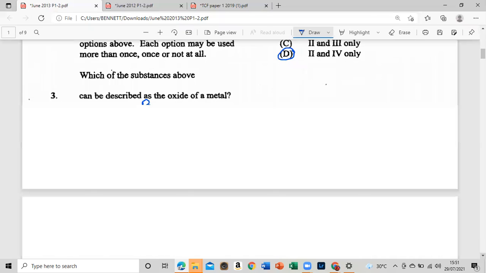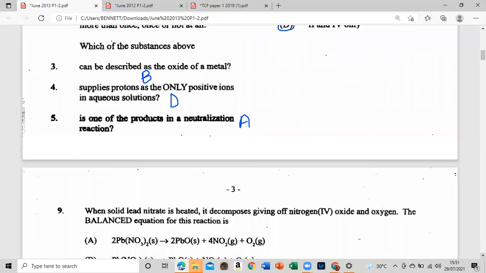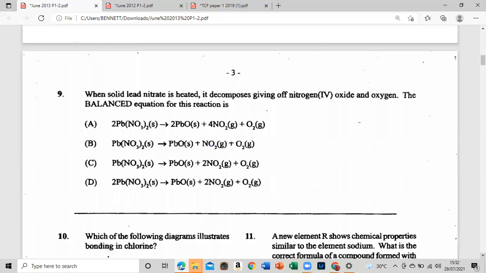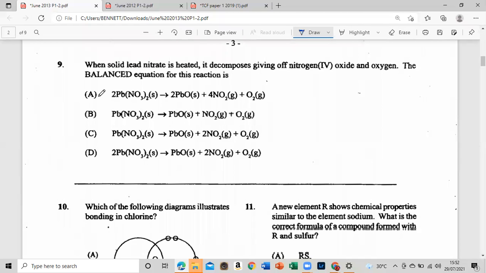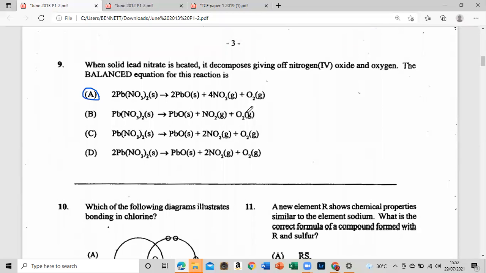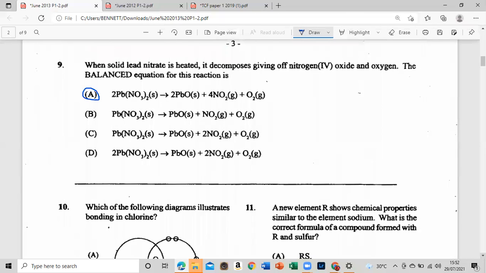Number 9. And I think we did this one earlier. When solid lead nitrate is heated, it decomposes to give off nitrogen dioxide and oxygen. The balanced equation for this reaction is, look no further than A. So number 9 is A. Let's move on to 10.